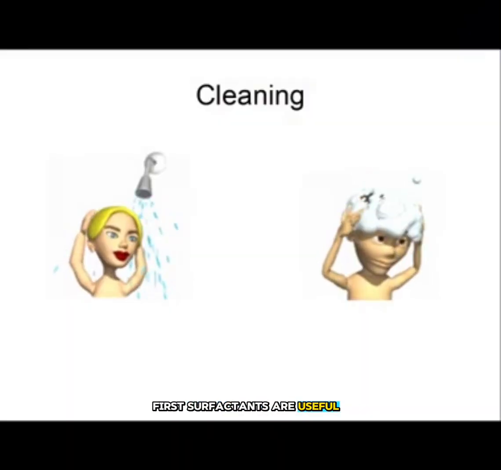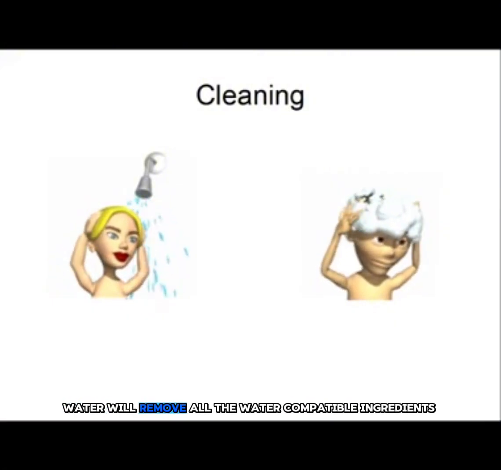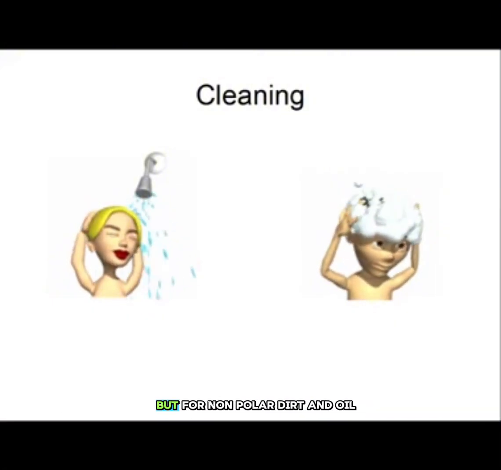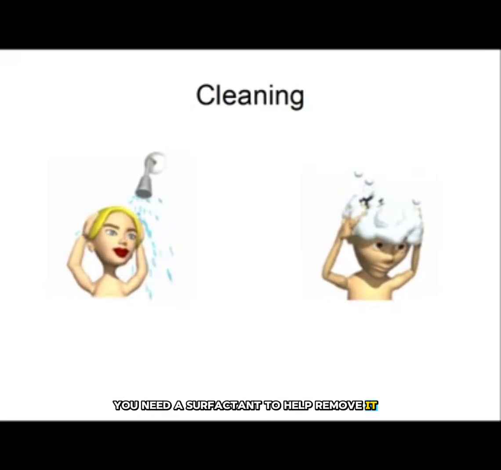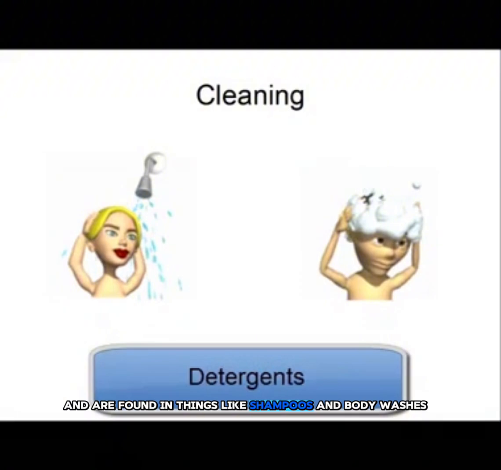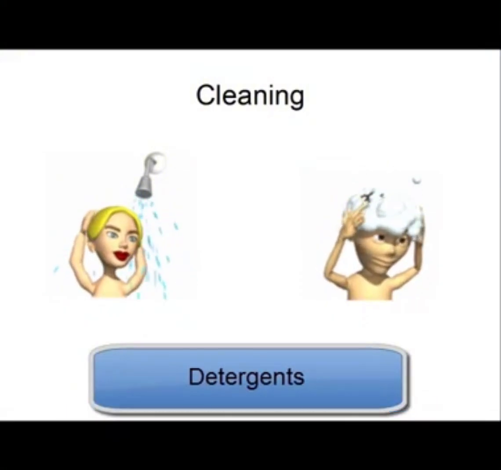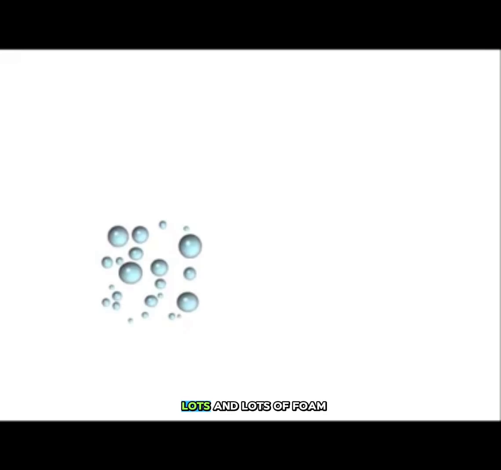First, surfactants are useful whenever you want to make something that will clean a surface. Water will remove all the water-compatible ingredients, but for non-polar dirt and oil, you need a surfactant to help remove it. These surfactants are called detergents and are found in things like shampoos and body washes. Incidentally, surfactants have the added bonus of making foam. Lots and lots of foam.